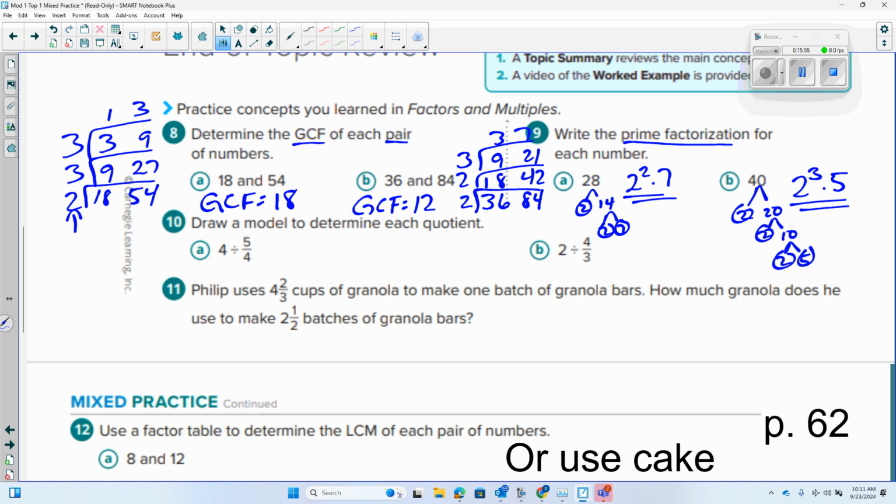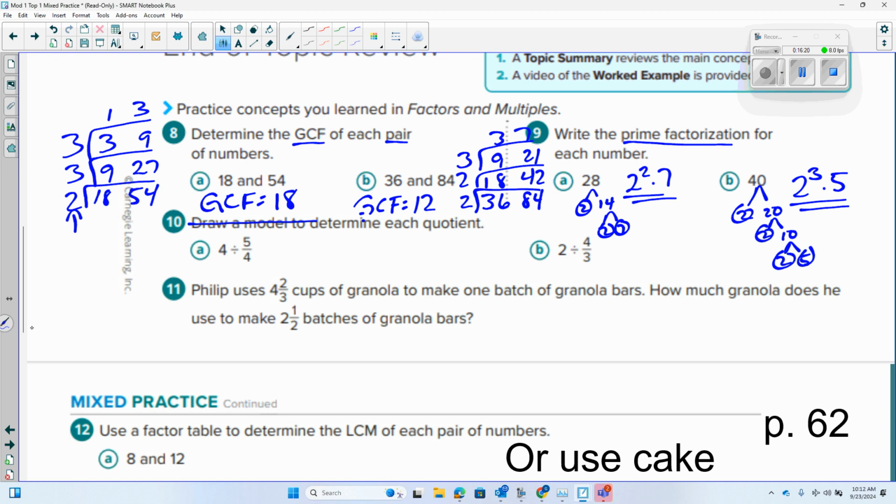Number 10. This is important. Number 10, are we going to ask them to do a model, or are they going to just be able to solve? Okay, so you don't have to draw a model if you want. But for the practice, you should have, but for the actual test, we're not going to make you draw a model. So this is just using our standard algorithm.